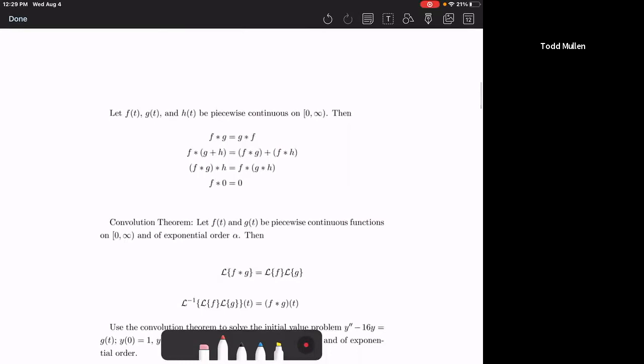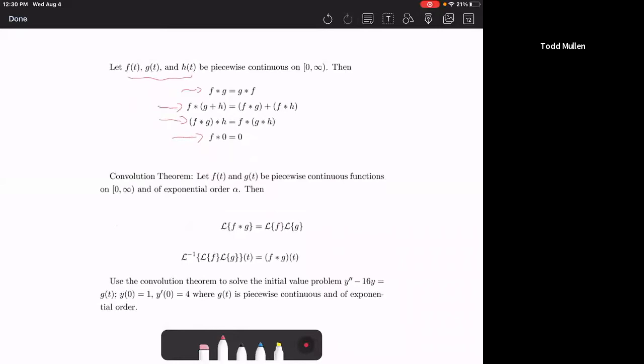Here are some of our rules of convolutions, why we've defined it as such. If f, g, and h are all piecewise continuous, then we get that the convolution of f and g is the same as the convolution of g and f. We have this distributive property, associative property, and multiplication by 0. So all these properties hold, and that's part of what makes convolution such a good method.